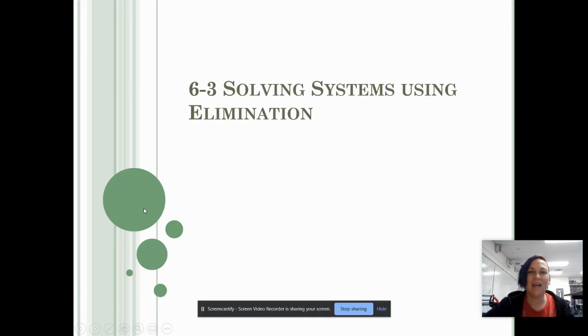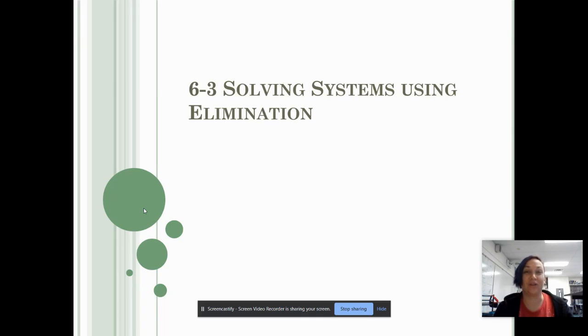Hi guys! Today we're going to start learning our last way of solving a system. Remember, this chapter is all about solving a system of equations. So every problem will have two equations in it, and then our job is to find the ordered pair solution.